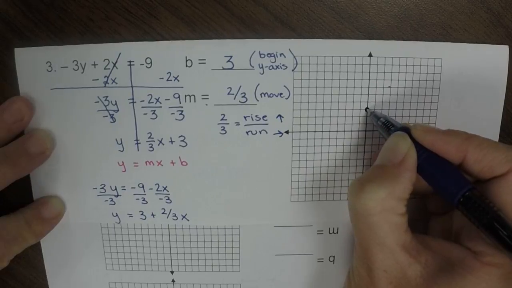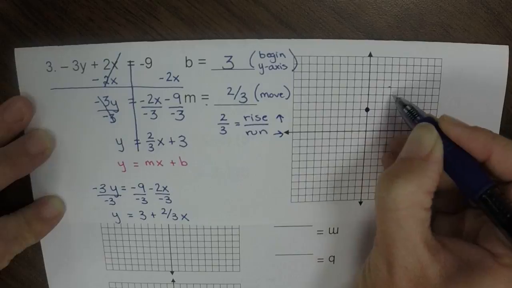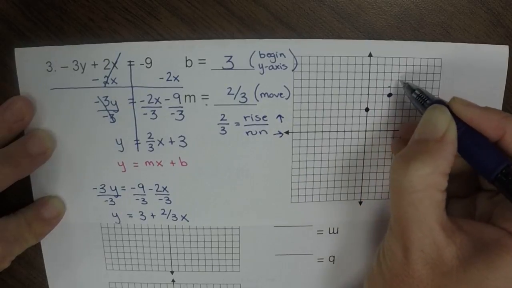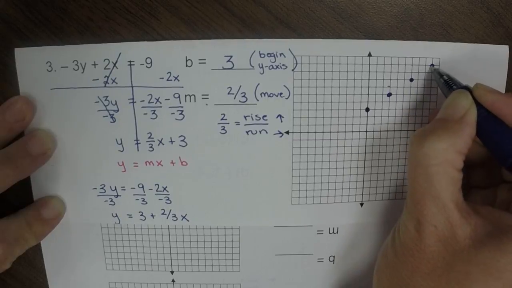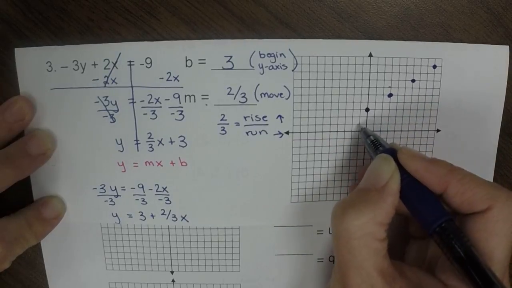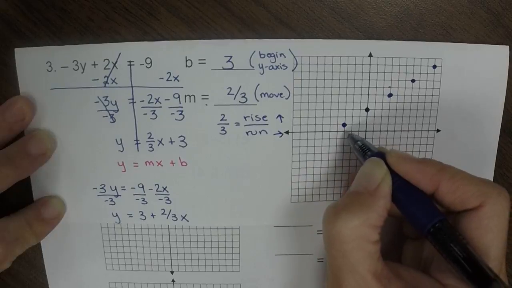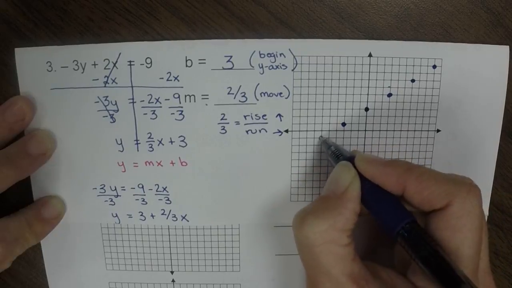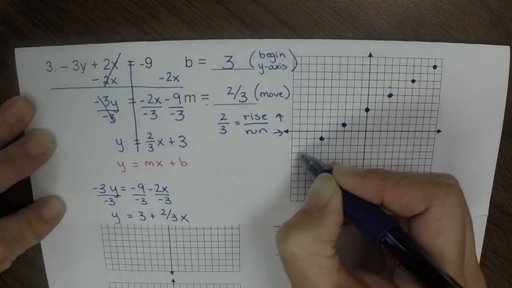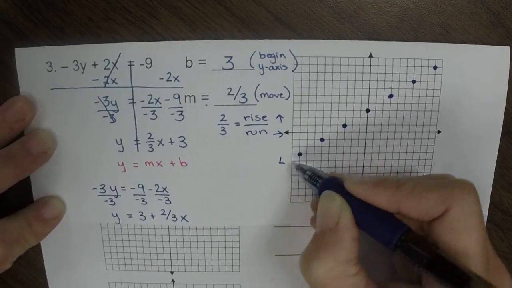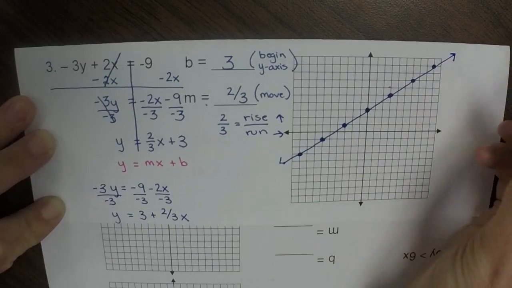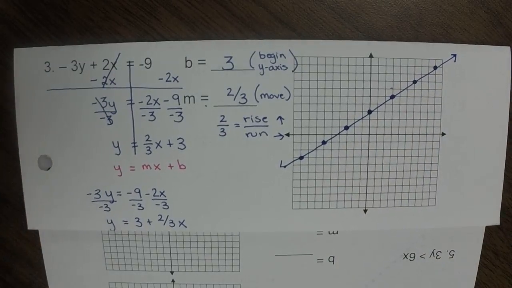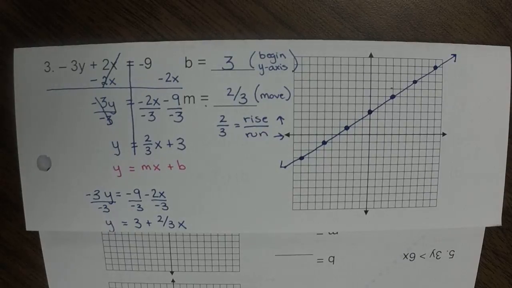Then I would follow my slope up to over 1, 2, 3, up to 1, 2, 3, up to 1, 2, 3, down to 1, 2, 3, down to 1, 2, 3, down to 1, 2, 3. And now we are ready to draw our line. Good. All right, so again, now would be the time to go back and do number 2.